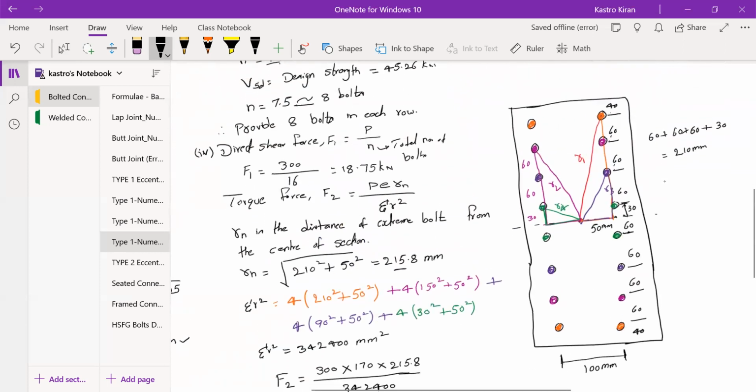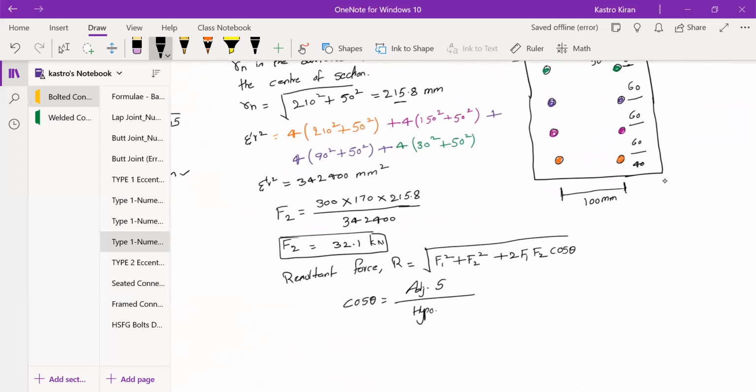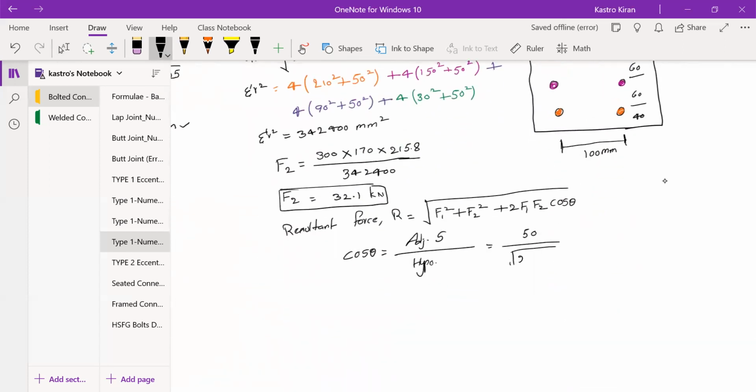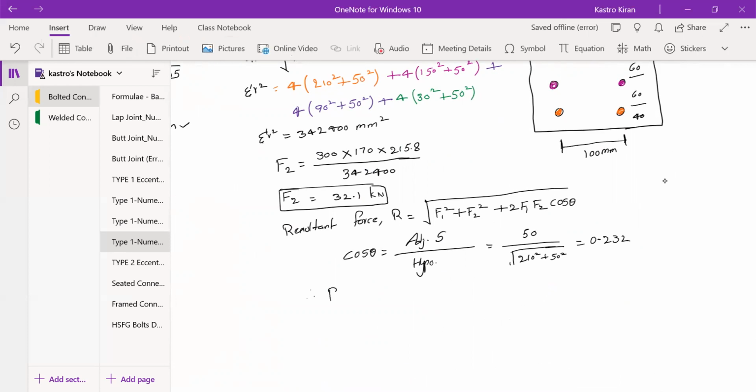So here you can check. This is the value of theta. The adjacent side value is 50 mm, upon the hypotenuse value. The hypotenuse is this distance. What is this distance? It is the root of 210 square plus 50 square. This is how you can calculate the hypotenuse. So you'll get approximately 0.232.